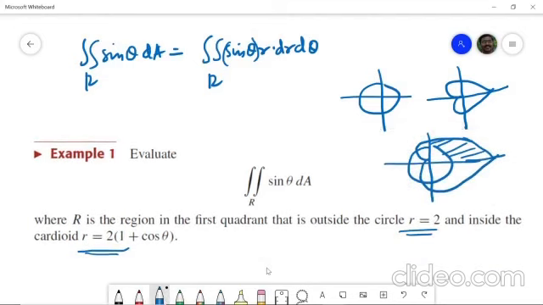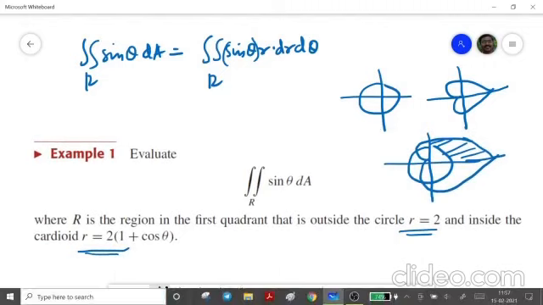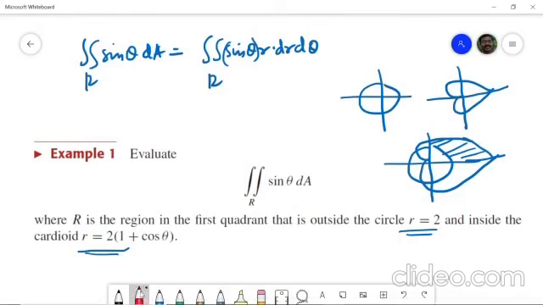And you can see what the limits of r will be. If you draw a line segment from the origin to the curve, the line segment first intersects the region at the circle, at r equals 2, and it goes on till the cardioid where r is 2 into (1 plus cos theta). Similarly, your region is in the first quadrant, so theta would simply be 0 to pi by 2. So this is your region. I hope you understand how to write the limits here.